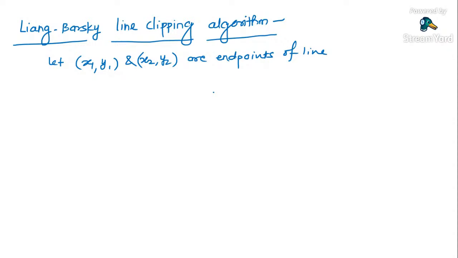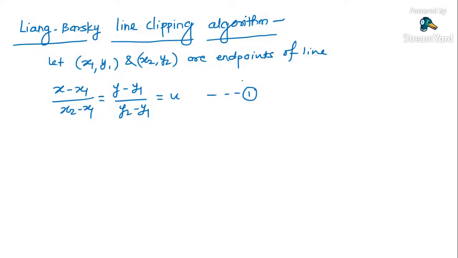Then for any point x comma y, you can write the equation of this line as x minus x1 divided by x2 minus x1 is equal to y minus y1 divided by y2 minus y1, and it is equal to u. There are various types of line equation, like y is equal to mx plus c. If x y is any point on the line and x1 y1 and x2 y2 are the endpoints of the line, then the equation can be written in this form, equal to u.